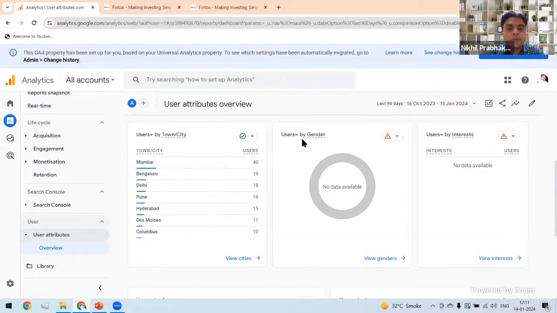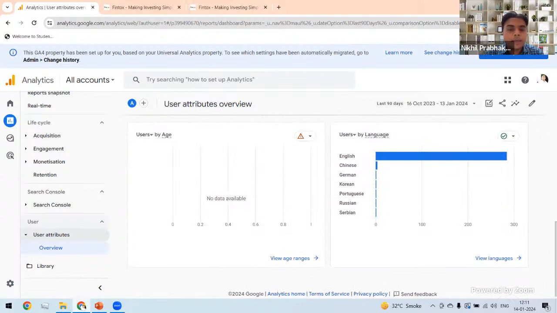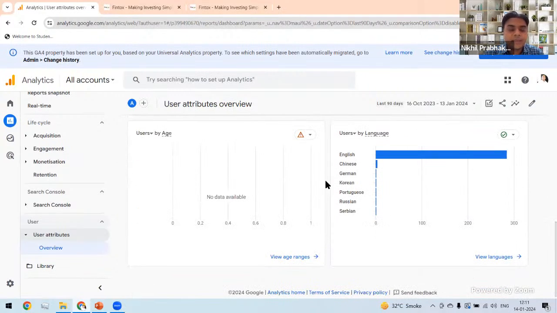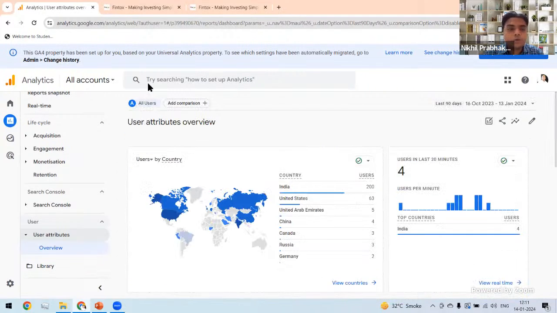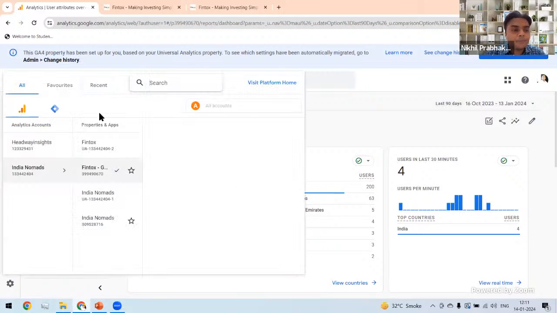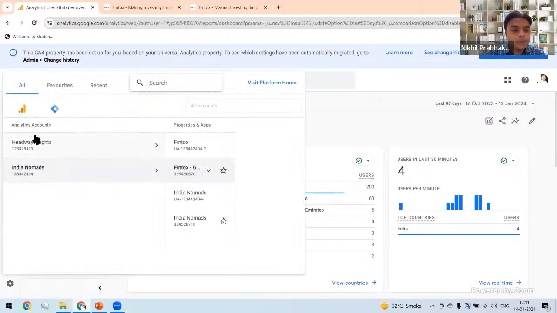Now we can have users also by gender and interest. Now this is what is not set up in my website as of now. So that is why you see that the data is not coming, but you can also get to know the age of the people, by the way. I'll show you another account, which is where probably I'll be able to show it to you.